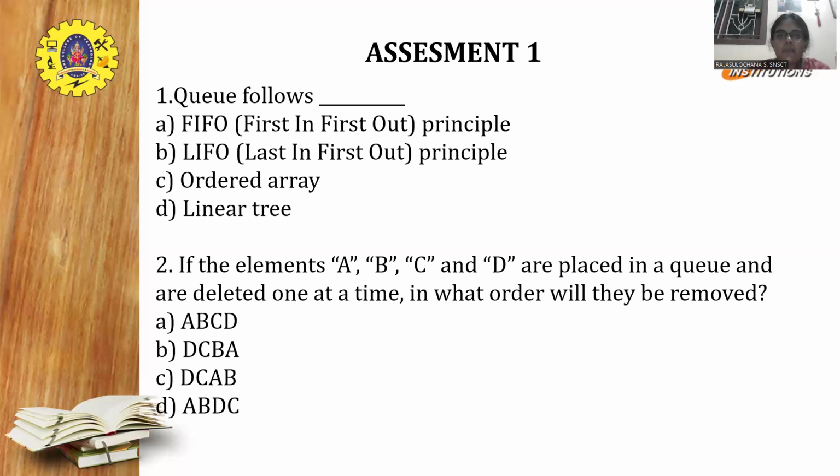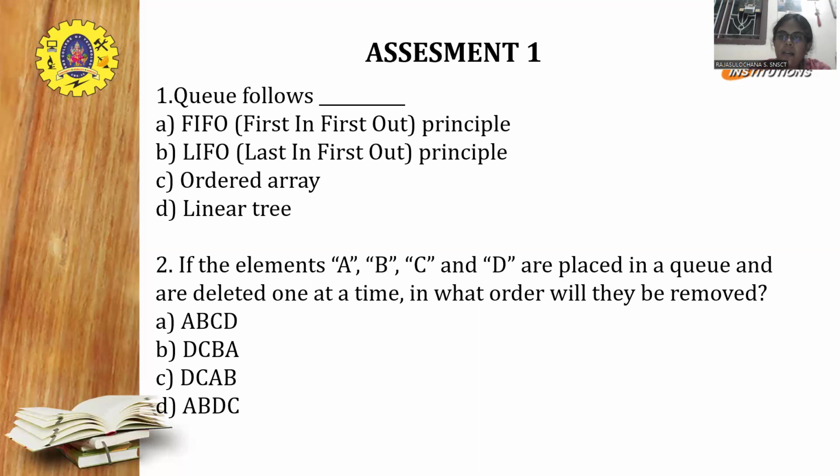Here are a few assessment questions on the queue data structure. What principle does queue follow? It follows the first in, first out principle. Last in, first out, or first in, last out, is the principle followed by the stack data structure. Assume there are elements A, B, C, D which are placed in the queue and deleted one at a time. In what order will they be deleted?